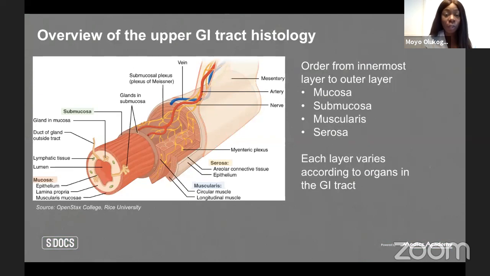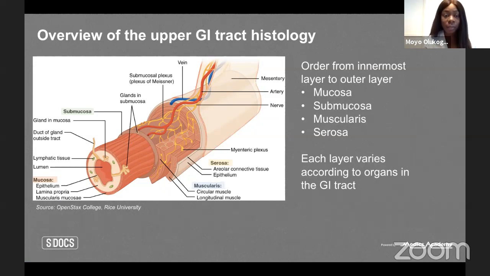This is an overview of the upper GI tract and the histology. It's important to understand the histology so we can understand how different organs in the GI tract work. So let's begin with the innermost layer, the mucosa, which we can see here. This is composed of epithelium, lamina propria, and the muscularis mucosa. It's in direct contact with the food.